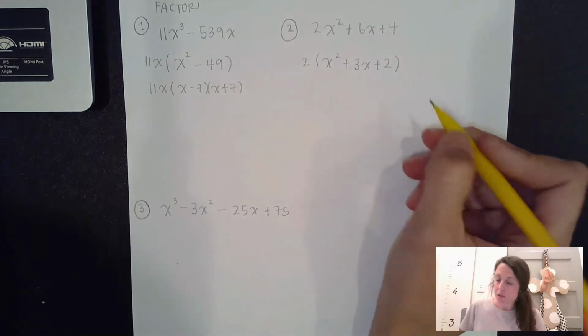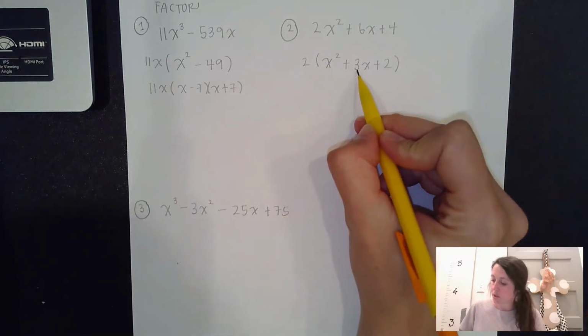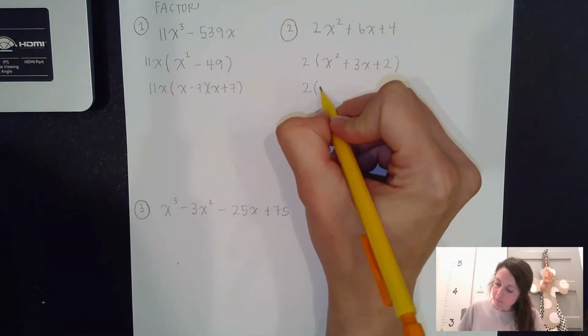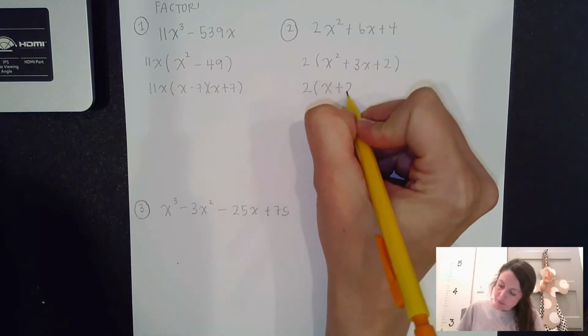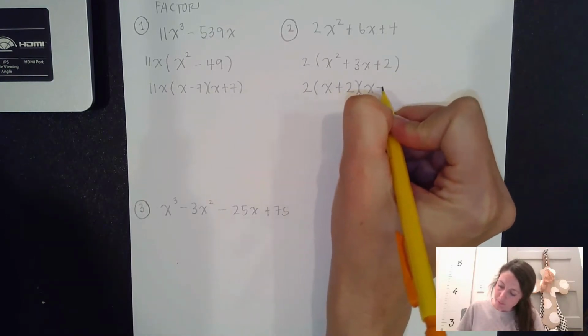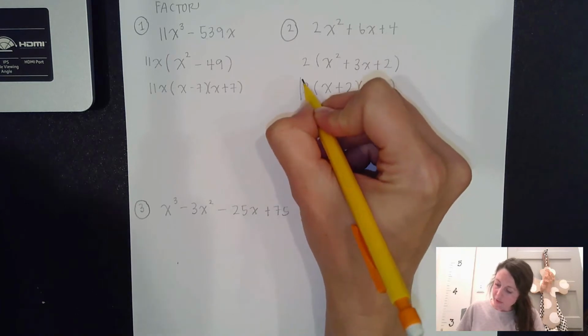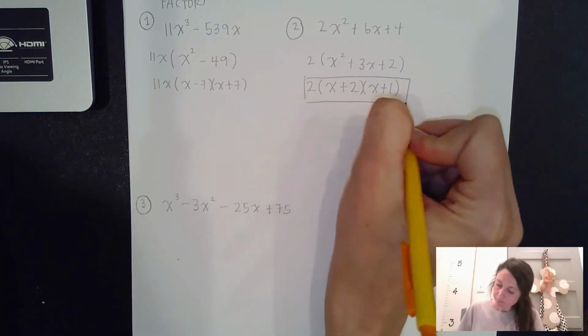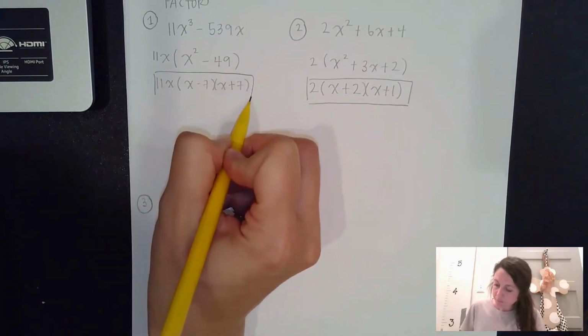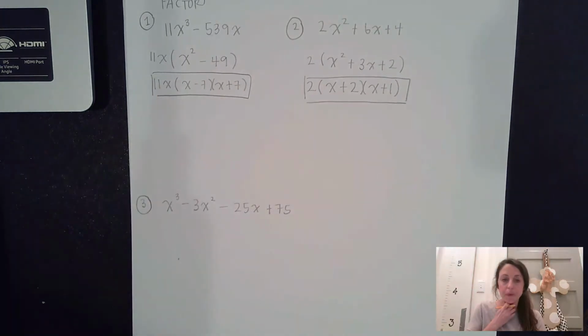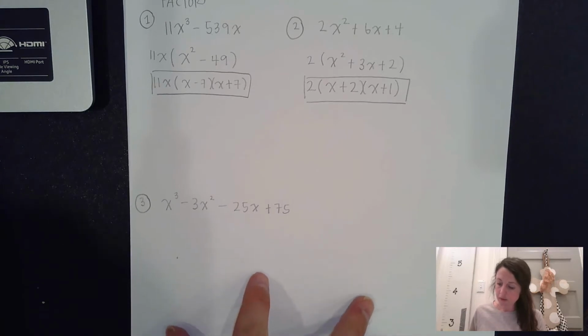And then I'll try to factor that trinomial. So what multiplies together to give you 2 and adds together to give you a 3, which is going to be x plus 2 times x plus a 1. So that is factored completely there. Okay. All right. So now what about this last one here, down here?